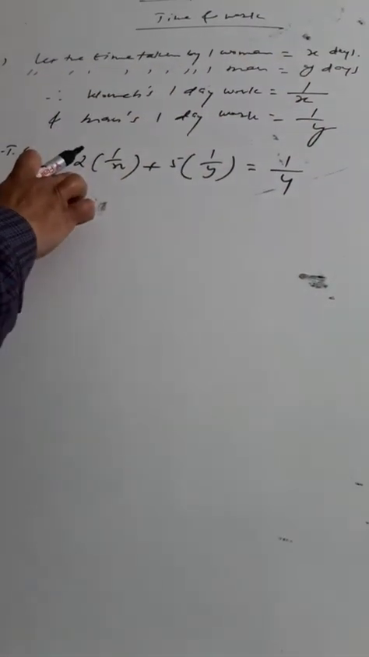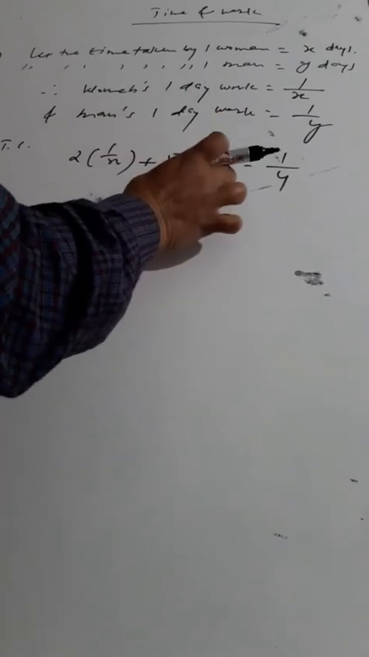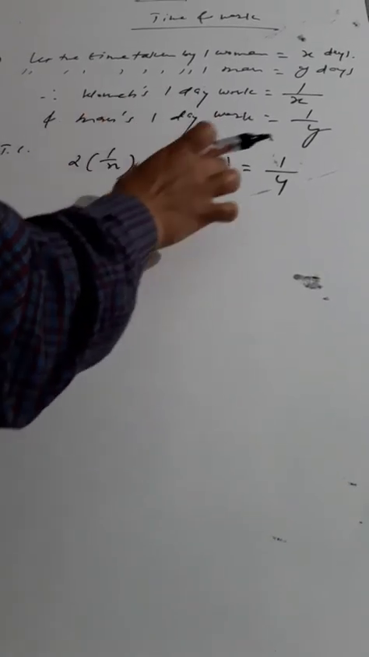So 2 women's plus 5 men's 1 day work will be equal to what? 1 upon 4. If the women finish in X days and men finish in Y days, together they will be finishing in 1 upon X plus 1 upon Y. But the number of women is 2 and the number of men is 5, so 2 into 1 upon X plus 5 into 1 upon Y. This is their 1 day work together.